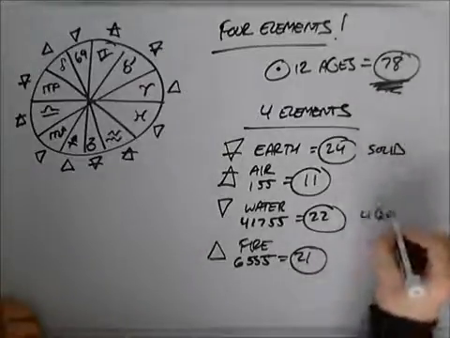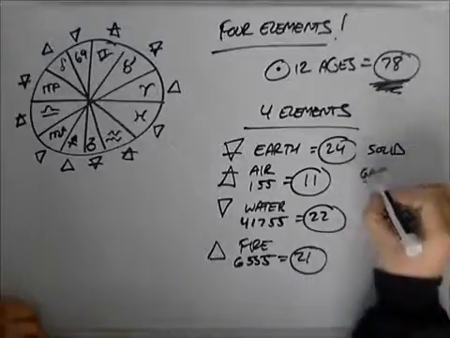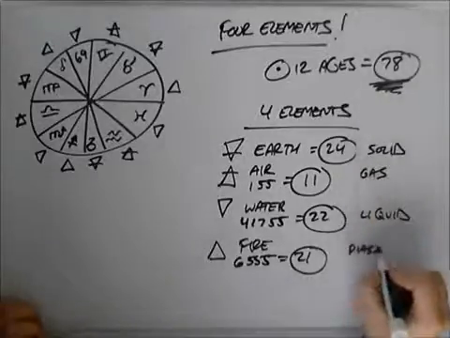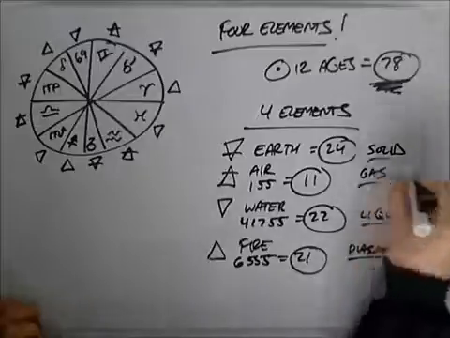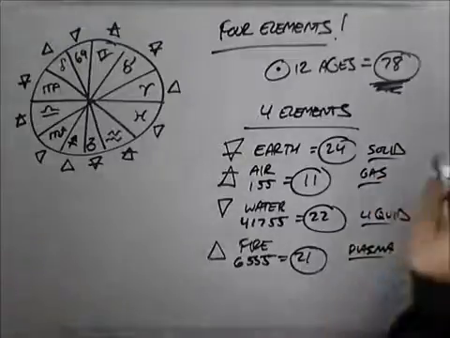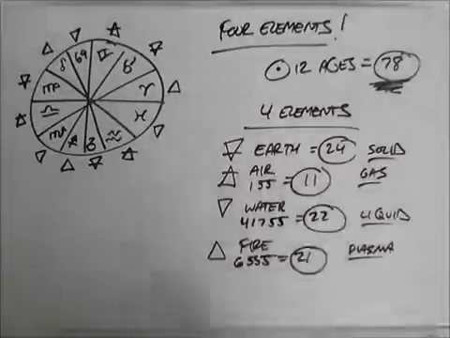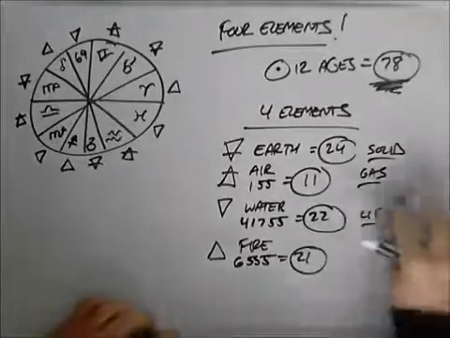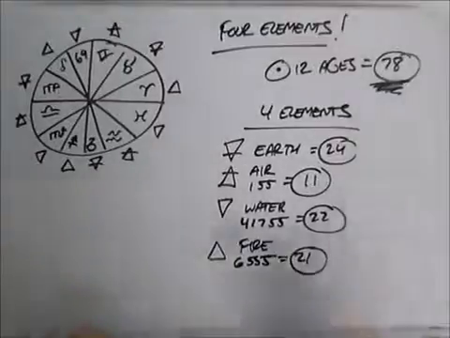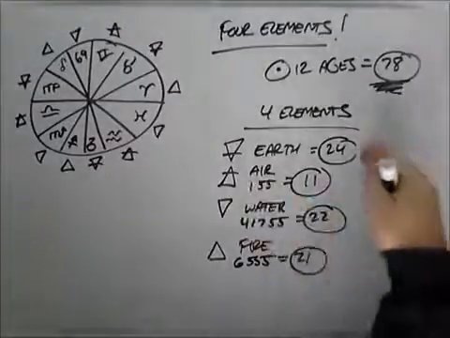Liquid is, of course, water. Gas is air. And plasma is fire. And this is what modern science says. This is the substantiation of matter, the phases that matter goes through, and our ancient ancestors just had different words for it. Now, when we add up these, earth we know is 24.